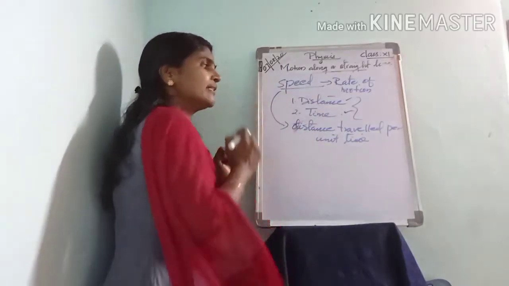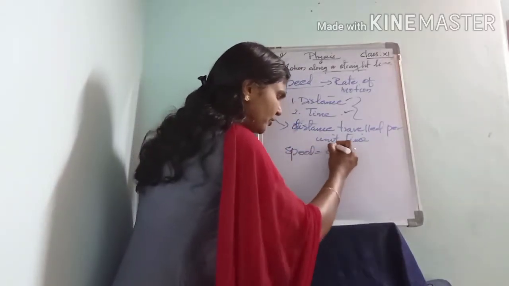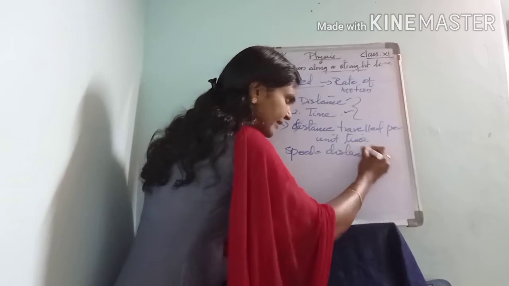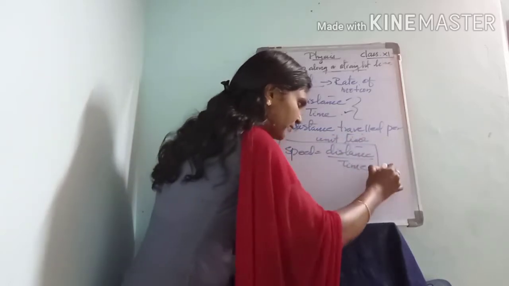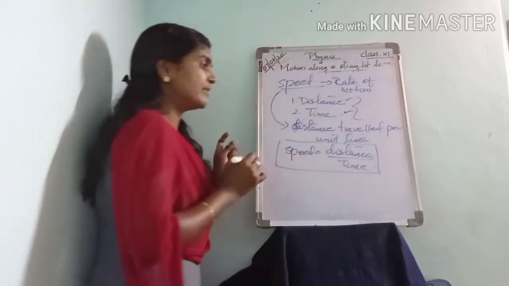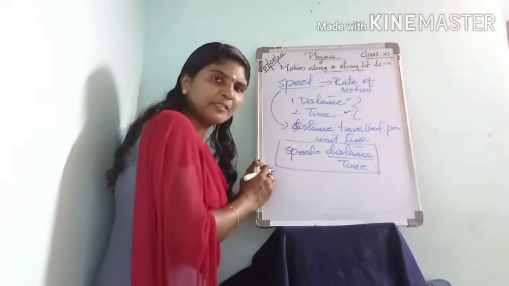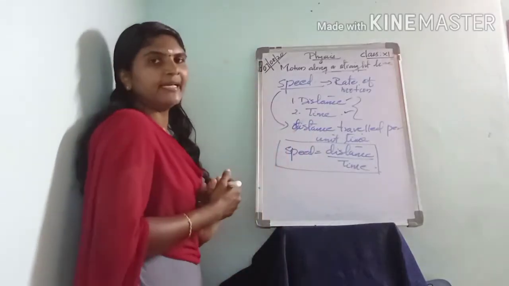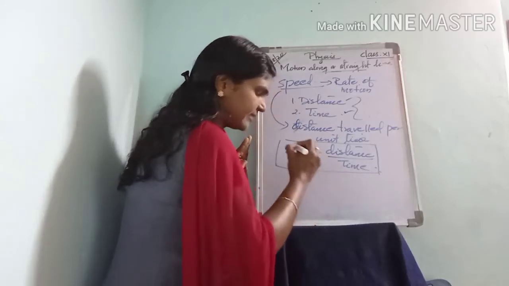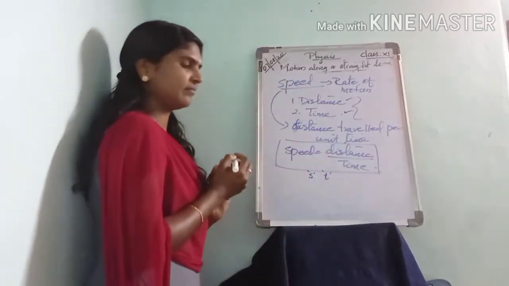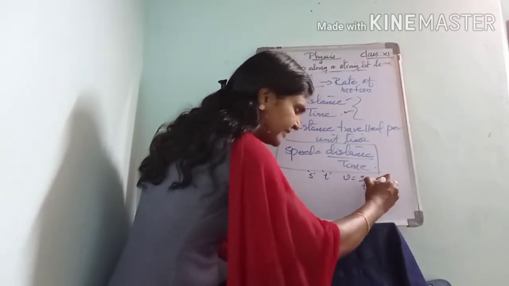That is called speed. Next, we can write speed as speed is equal to distance divided by time. This is the equation for calculating the speed of an object. Suppose an object travels a distance of s during the time t, then the speed v can be represented as s by t.